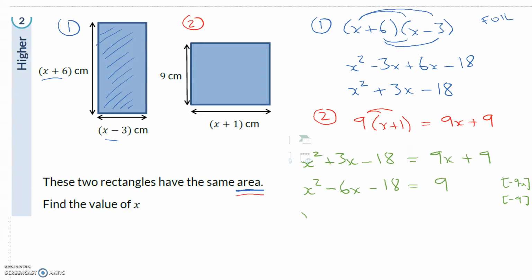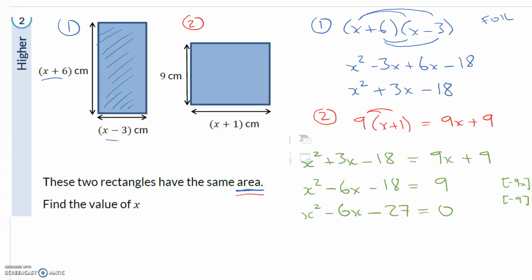What does that give us? That gives us x squared minus 6x. Then we've got negative 18 subtract 9. Okay, that's going to give me minus 27. And 0 on the right. Okay, now as soon as we've got a quadratic to solve like this, if we can get 0 on the right, we're looking for the root of the equation. We know we can solve the equation, to find the x values that would give us 0.